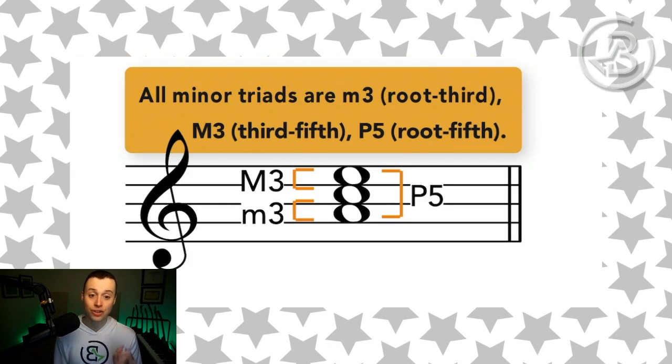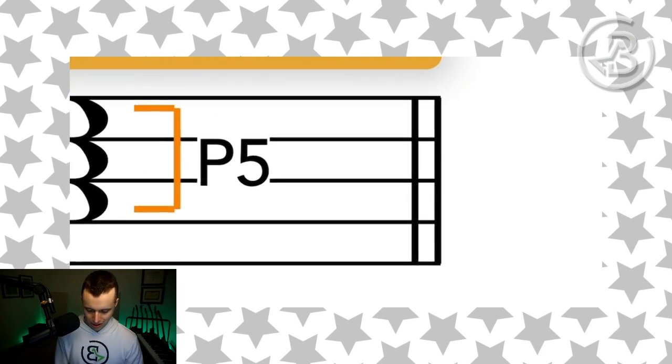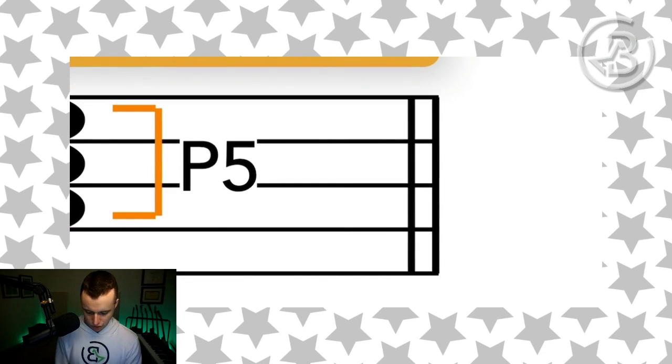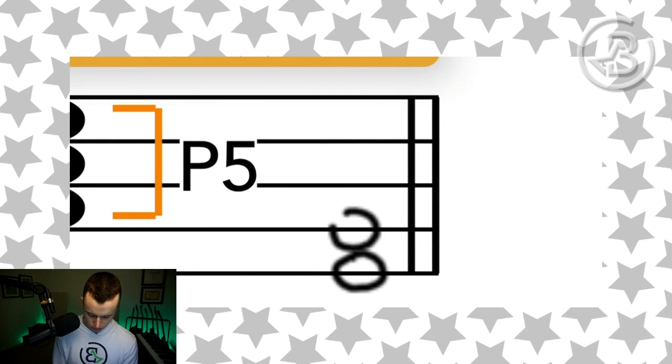What I'm trying to say is all minor triads are going to be a minor third from root to third, a major third from third to fifth, and a perfect fifth from root to fifth. All minor triads. So let's prove that out with an E minor triad. So we're going to write an E, a G, and a B. Okay, let's prove this out, people.